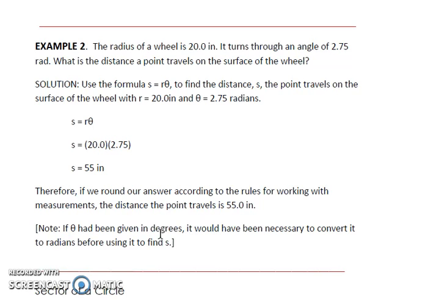Note, if theta had been given in degrees instead of radians, it would have been necessary to convert it to radians before using it to find S. So theta, keep in mind, has to be in radians when you're using this formula for calculating distance. If we had been given a degree measure for our angle, we would have had to convert it to radians first, then use this formula to find the distance.